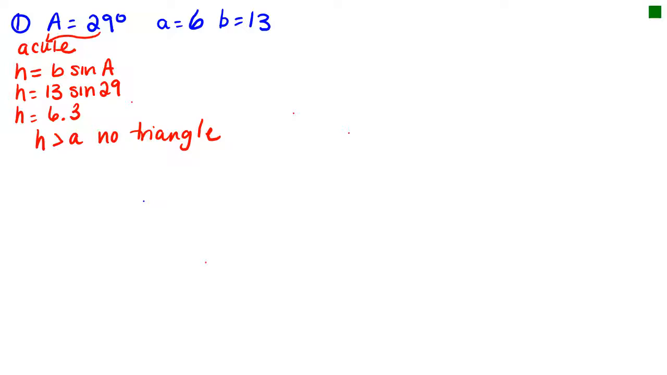All right, so again, find H. You only do that if your angle's acute. If your angle's obtuse, you just have to see, is A bigger than B or is A less than B? But for acute, you have to find this H and then do the comparing with all that.